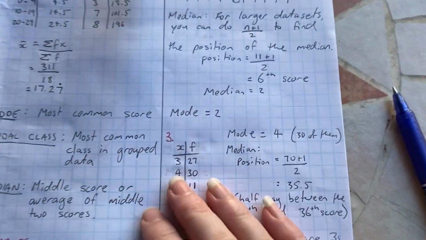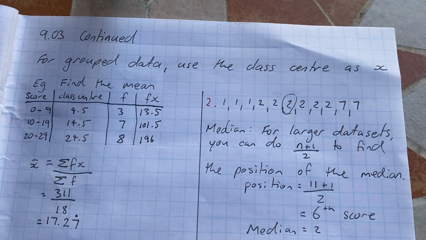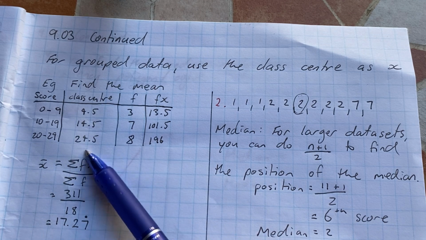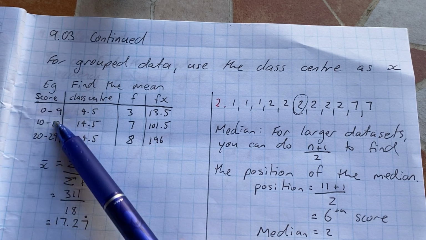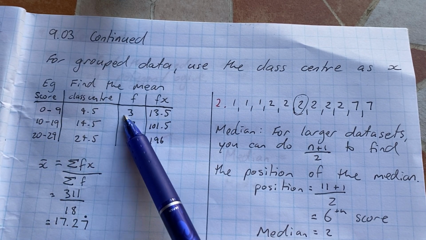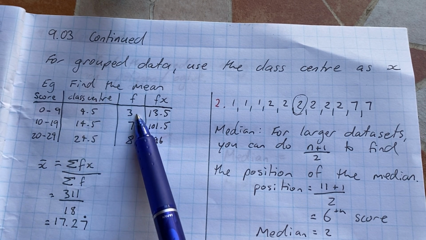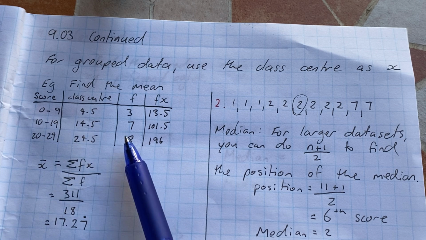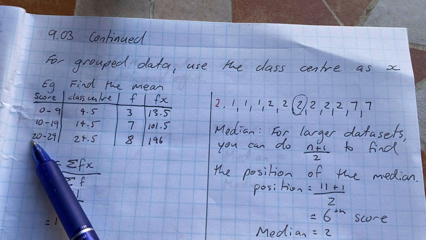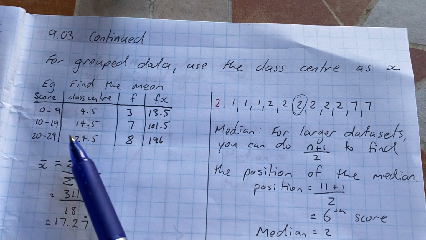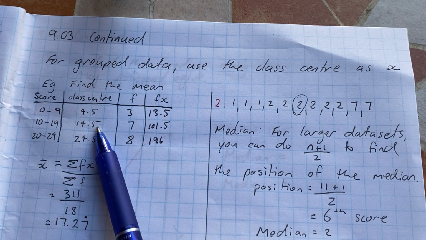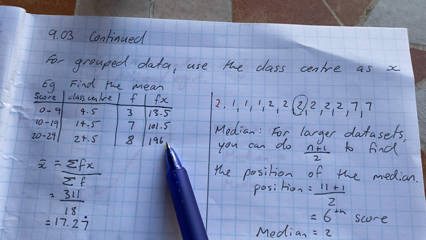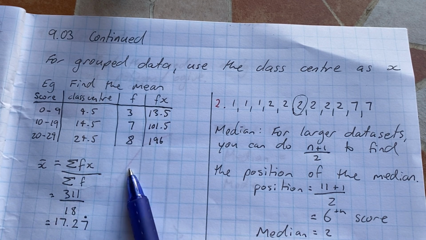Okay, just for grouped data, you use your X as the class center, so these are the numbers rather than those. So remember, we're just assuming there were 3 4.5s. There were 7 14.5s and there were 8 24.5s. So anyone who's put between 20 and 29 counts as a 24.5. So it's these 2 columns that go in your calculator. To find the mean, it's still the sum of this one divided by the sum of that one.